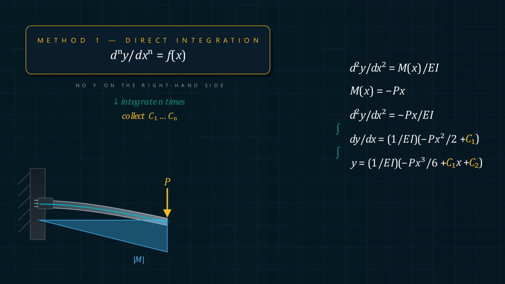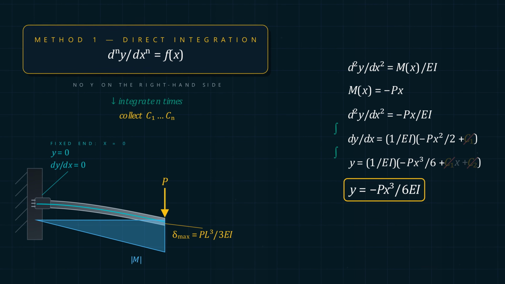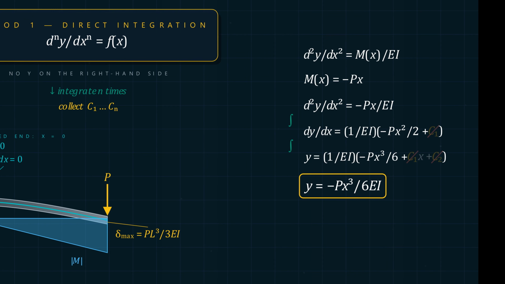We find c1 and c2 from boundary conditions. At the fixed end x equals 0, both the deflection y and the slope dy over dx are 0. Substituting, c1 equals 0, c2 equals 0, so y equals negative Px cubed over 6EI. The maximum deflection at the free end, x equals L, is PL cubed over 3EI.